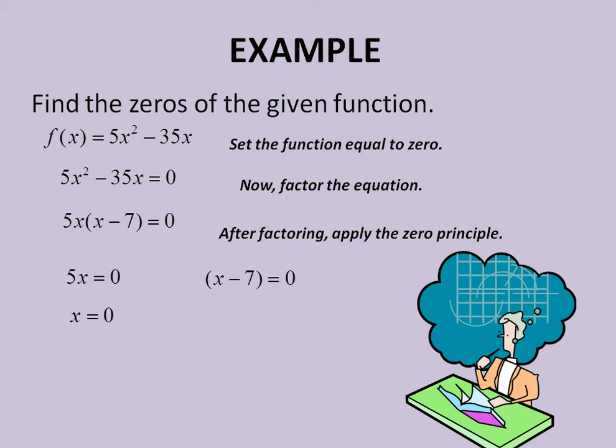Then we're going to take the other factor, x minus 7, and set it equal to 0, and that would give us x is equal to 7. So this function has the zeros of 0 or 7. And simply put, that's that. I mean, it's the same way as solving a quadratic equation. We just basically set the function equal to 0, and we find the zeros by solving it.